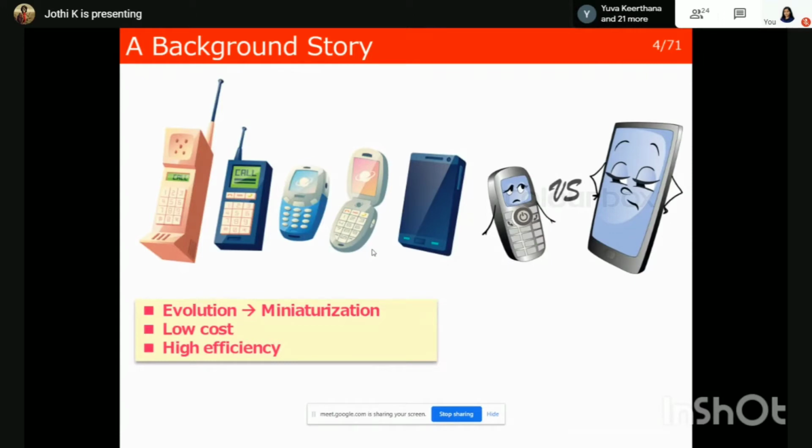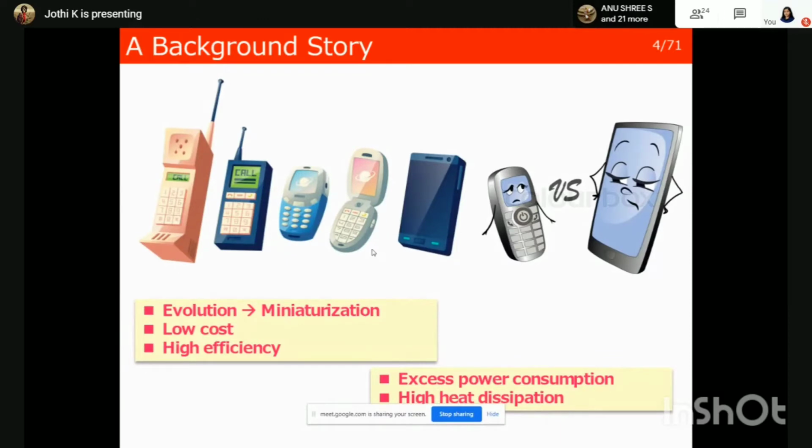So they reduce the size. Meanwhile, they also reduce the cost, and they certainly increase the efficiency. Efficiency in the sense that you can compare your father's first mobile to your first smartphone. That's the efficiency. It's a drastic change, right? So this comes at the cost of disadvantages. There are many disadvantages.